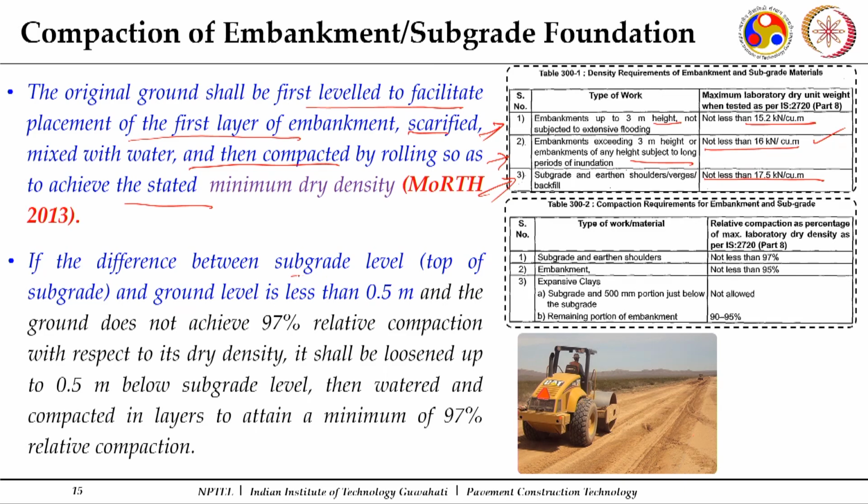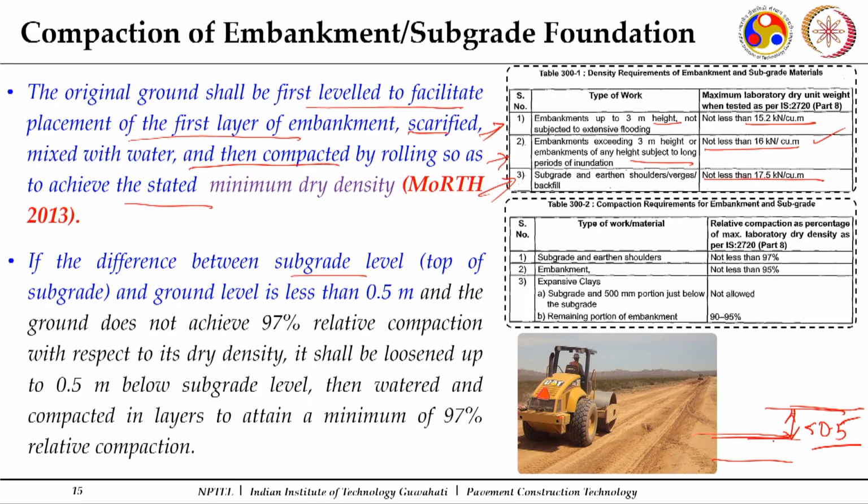So, there may be another important aspect. If there is a natural ground level and the top of the subgrade, and this difference is less than 0.5 meter, you need to cut it down. This is your top level and the existing ground level.